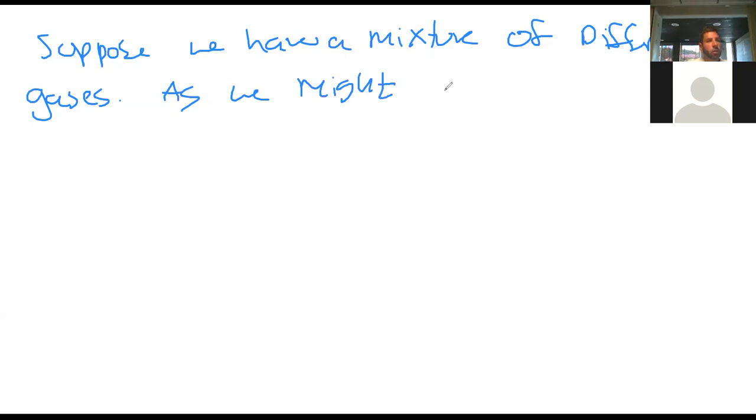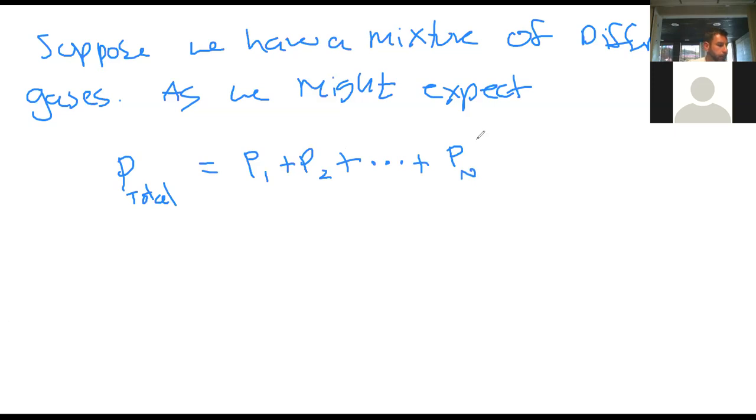So as we might expect, the total pressure, so we'll put P, has to be equal to the sum of the pressures of each of the gases. We call these the partial pressures. So we're going to write it like this: P sub 1, plus P sub 2, plus... and suppose we have 5 or 10, who knows? But in general, we could have n gases. So as we expect, the total pressure.